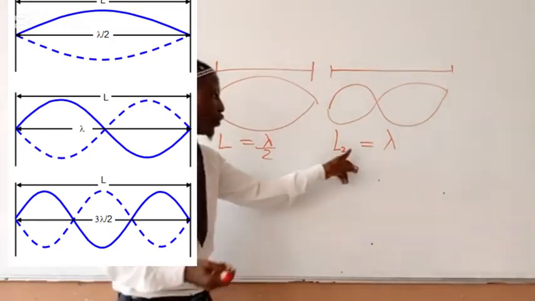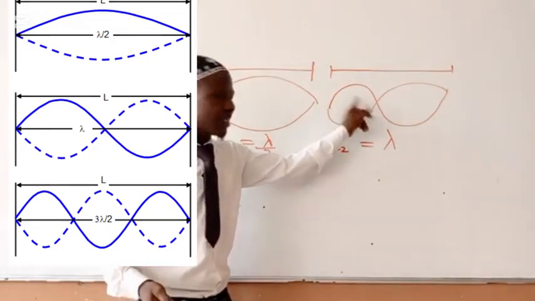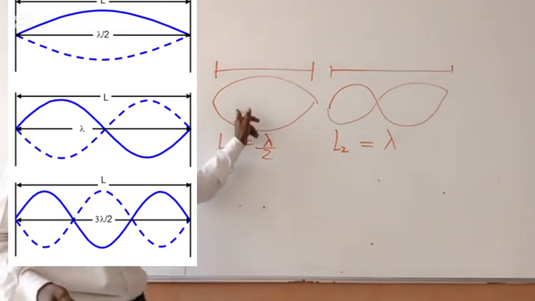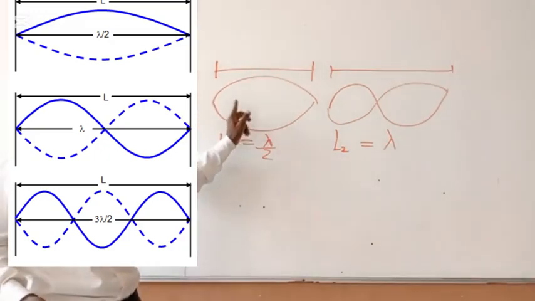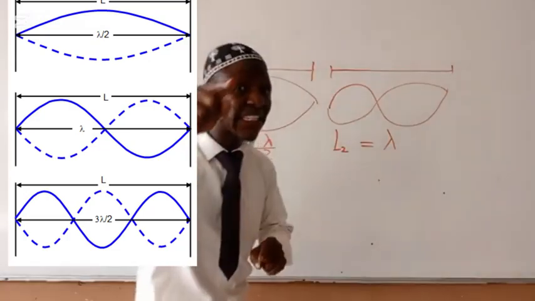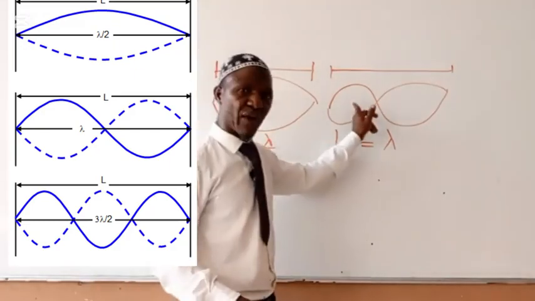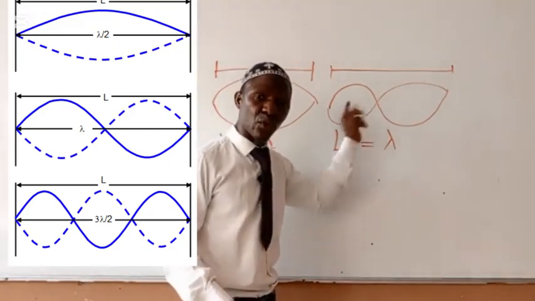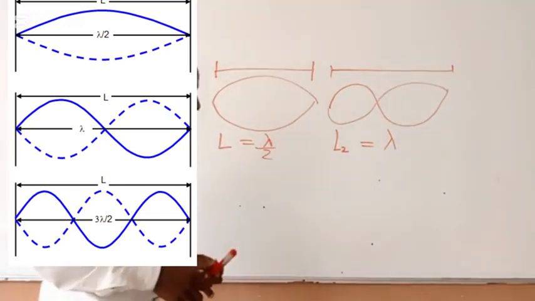Now, this is L2 for the second harmonic. This one is first harmonic, which is referred to as what? Fundamental harmonic. Then this one is second harmonic, which is what? First overtone. This is first overtone. Take note. First overtone, but second harmonic. Now look at the formula.